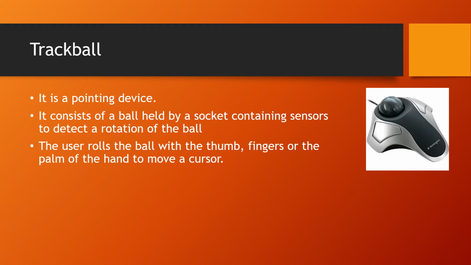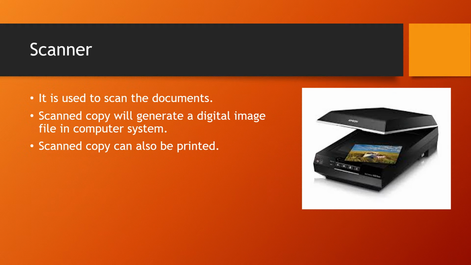Next is trackball. Trackball is also a pointing device. It consists of a ball held by a socket containing sensors to detect the rotation of the ball. It also moves your cursor left, right, top and bottom, and the user basically rolls the ball with the thumb, finger or palm of the hand to move the cursor. The cursor can be moved in all directions: left, right, top and bottom.